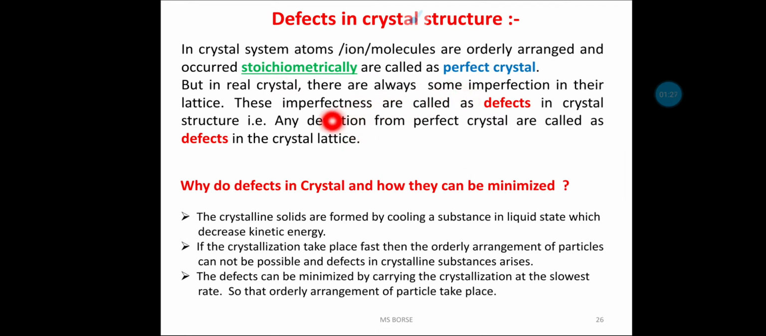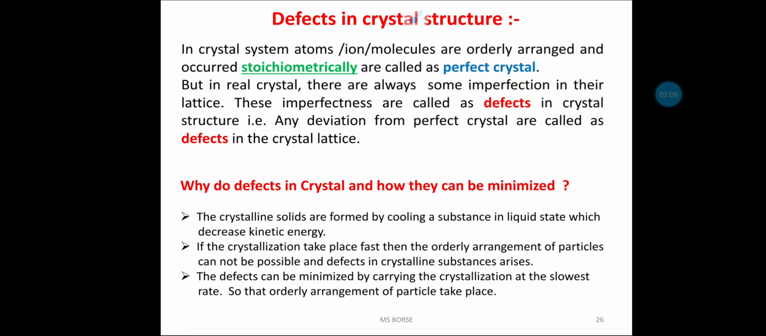Sometimes we can create defects in the crystal system in order to use the crystal for a specific application. That's why we call it crystal engineering. That means we can try to develop defects in the crystal, or we can also minimize the crystal defects. We can crystallize or form a perfect crystal also. So these are part of crystal engineering.